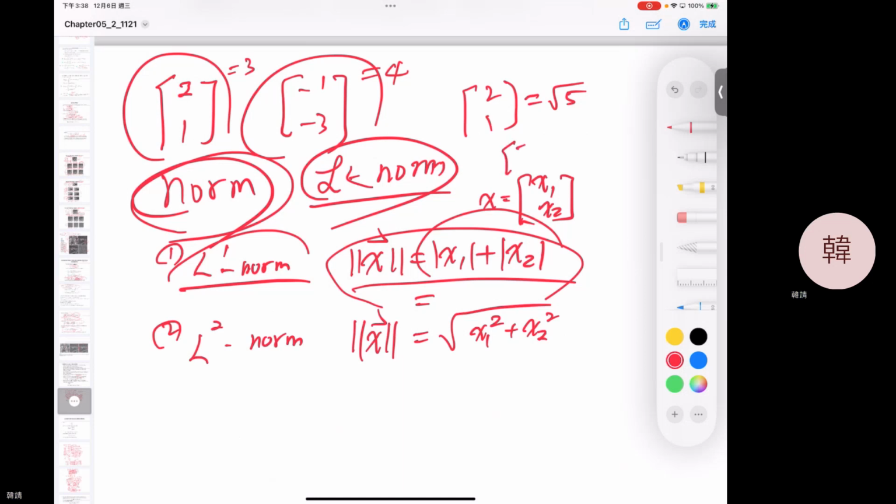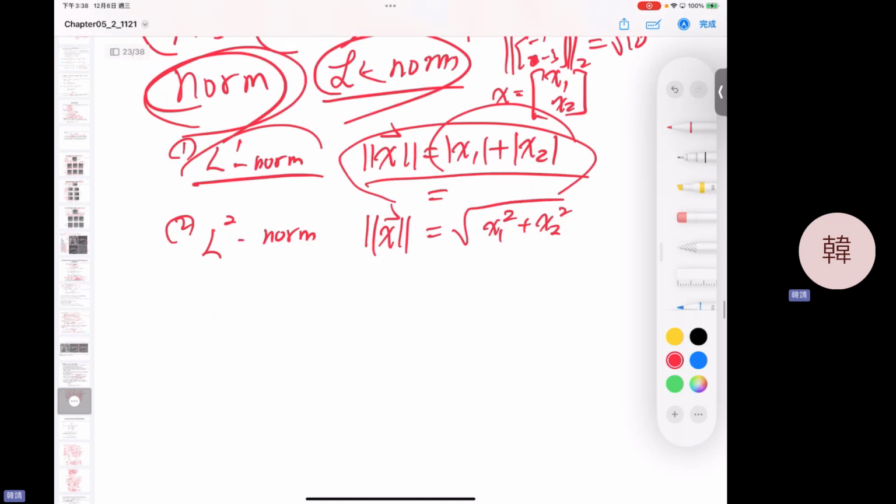And so better to write it this way, minus 3. So now you know the L2 norm is root of 10. Which one is larger? The second vector is larger than the first vector. Whether you use the L1 norm or the L2 norm, it's all the same.